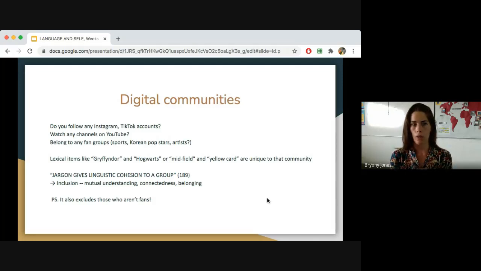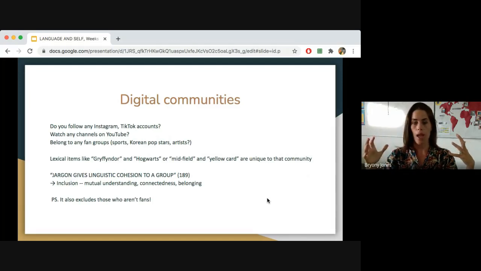Think specifically about fan groups, because fan groups, like I said, have specific lexical items, right? Gryffindor, Hogwarts. If you haven't read Harry Potter, an outsider would think you were losing your mind using these words, right? Midfield, yellow card, what do these mean? If you don't watch football, they don't make sense. So think about lexical items or jargon that is particular to a fan base, right?